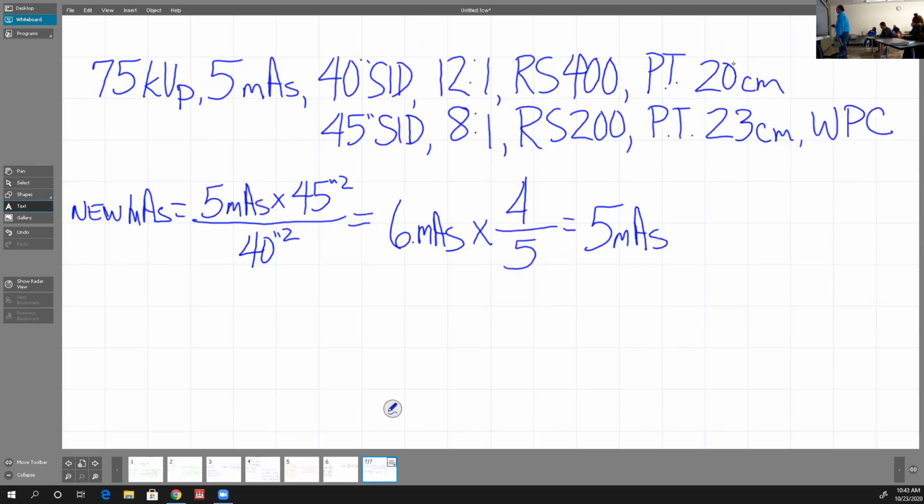Okay, we're going from a fast system to a slow system. So we're going to go 4, take it times RS 400 divided by RS 200. And that's going to be 10 divided by 1. What I did was just simplified this fraction in my head. So it's 20 divided by 2, and we end up with 10 mass.